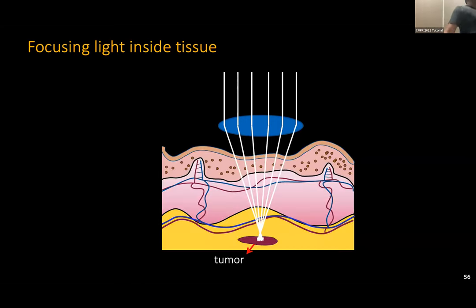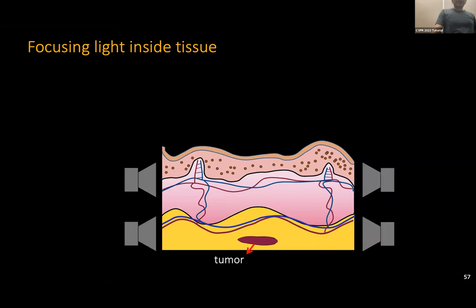But there is tissue which scatters light, which means most of the light that we try to focus scatters away from the tumor, and it's going to heat up the healthy cells and can also kill them. So focusing onto this tumor is very, very important.